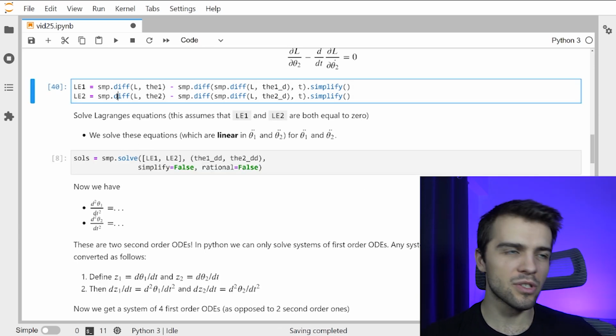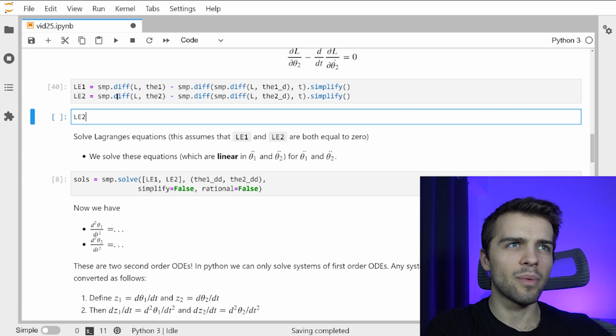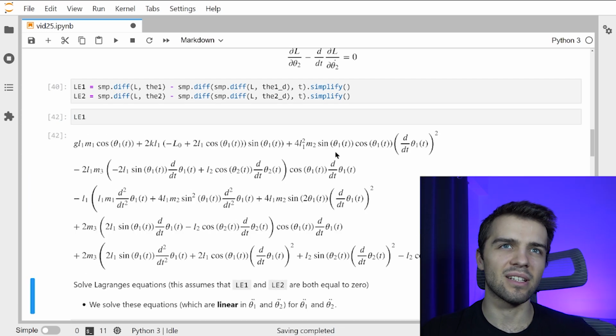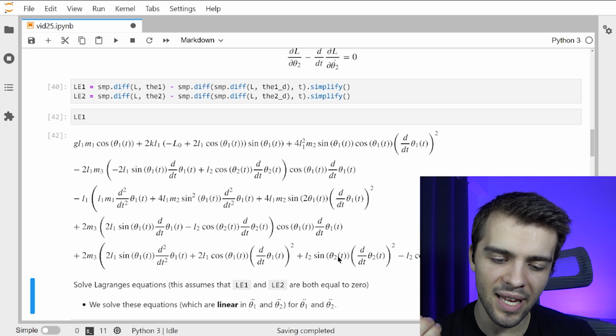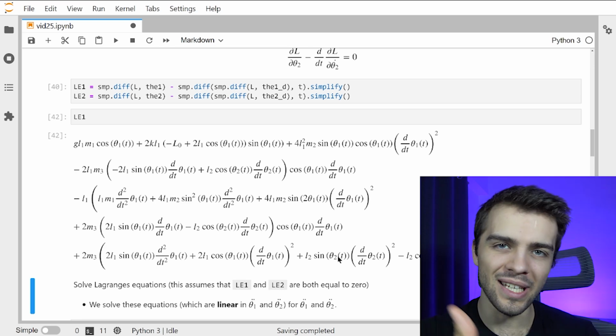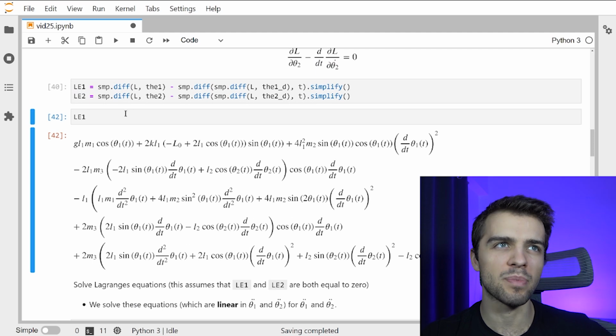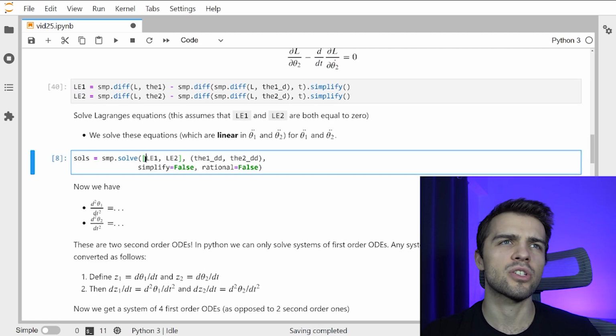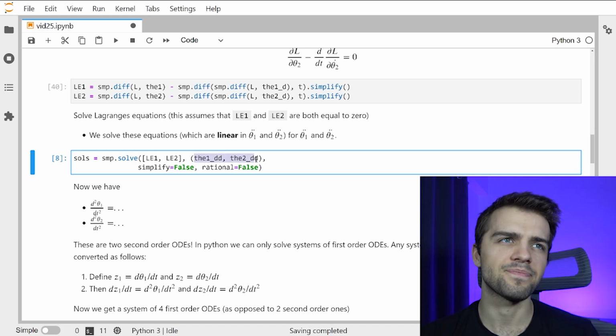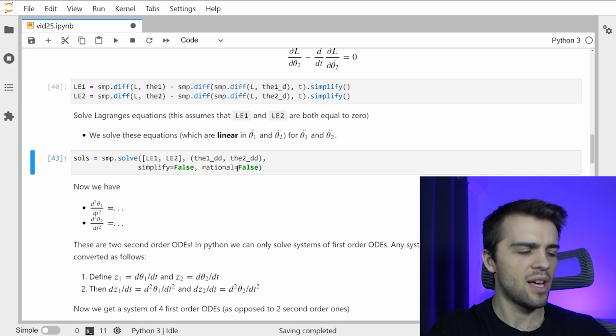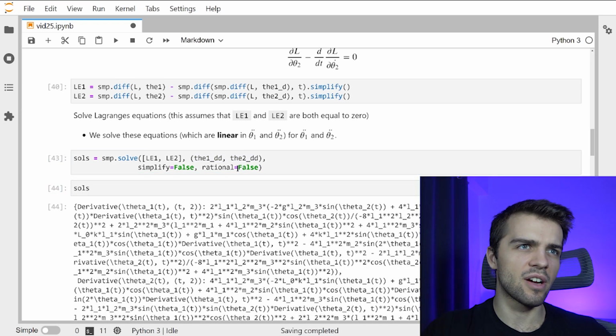So I have my two equations, LE1 and LE2. By the way, they're expressed like this. They're not equal to something, but in SymPy, it assumes that this is all equal to 0. So when I plug this into my solver, it says, okay, I'm assuming this whole expression is equal to 0. So I solve this equals 0 and this equals 0. And I want to solve for the second derivatives, which I defined before. And so I get the solutions, and they're returned in a sort of dictionary-like format.